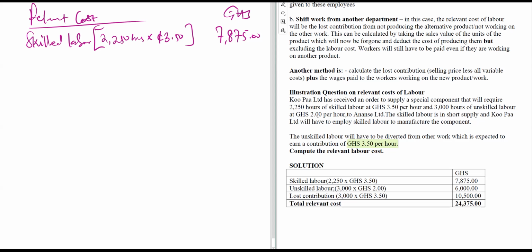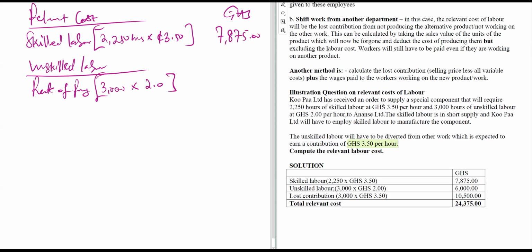And we pay them 2 CD per hour. But the unskilled labor is in short supply, and therefore they have to be diverted from their work where they're already earning contribution. So if the unskilled labor comes, first of all, you are going to pay them their rate of pay. How many hours do we need them for? We need them for 3,000 hours. Within those 3,000 hours, we are going to pay them 2 CD per hour. We are going to pay them 6,000.